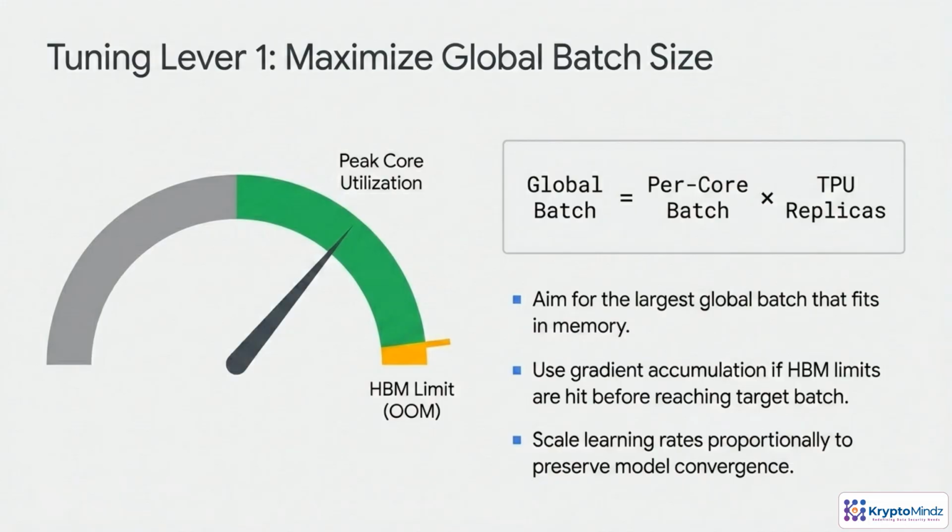One of the most powerful tuning levers across GPUs, TPUs, and Ascend is global batch size. Global batch is simply per device batch multiplied by the number of devices or replicas. Increase global batch until you hit memory limits. If you run out of device memory before your desired batch, use gradient accumulation to simulate a larger effective batch. As you grow batch size, scale the learning rate roughly proportionally so training dynamics stay stable.